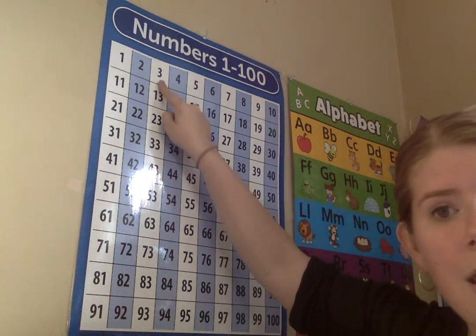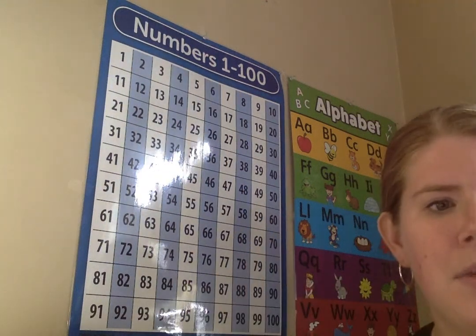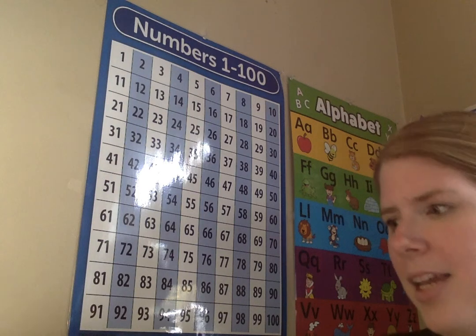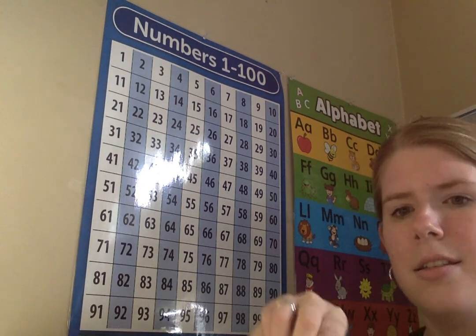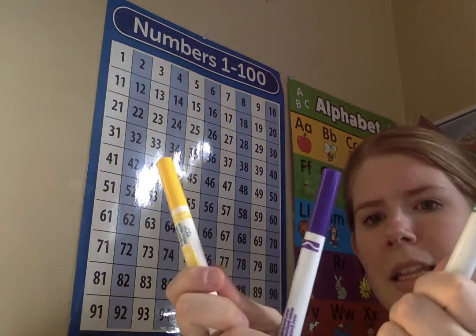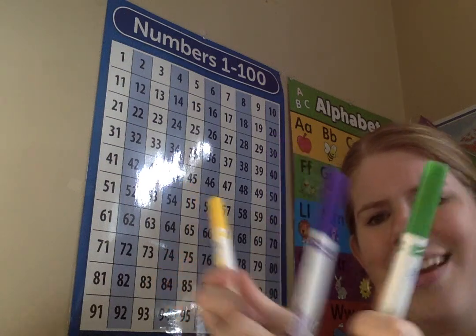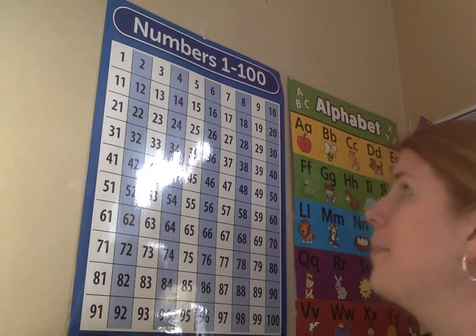Number 3, it cannot be cut in half. So if I have 3 beads, I'm not going to use beads. They're going to be hard to hold. How about if I have 3 markers? 3 markers. Put one in this hand and one in this hand. But then I still have that one left over right in the middle. 3 is an odd number. It is not an even number.